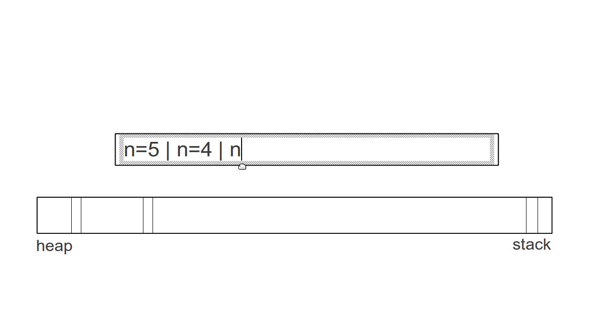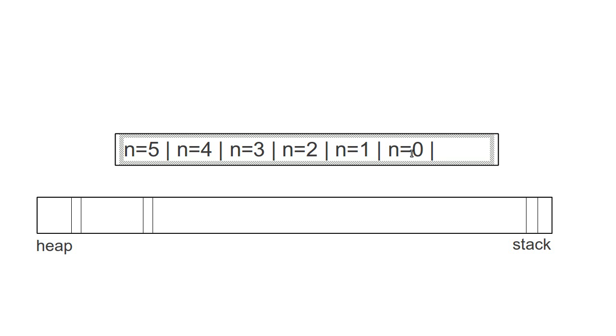Yes, of course, 4 is greater than 0. So it calls with n equal 3. And then that checks, is 3 greater than 0? Of course it is, so it calls n equal 2, which calls with n equal to 1, which calls n equal to 0. Okay.